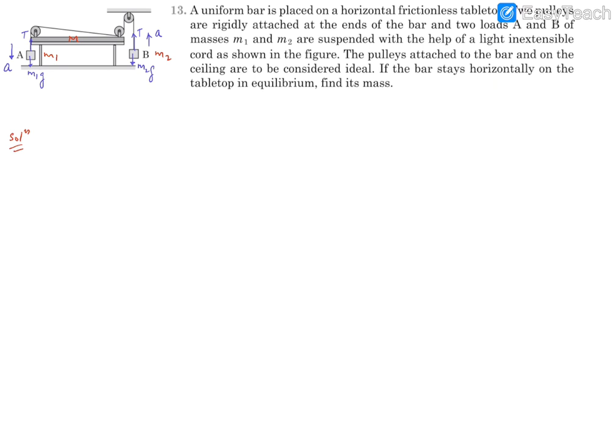Now, if you write Newton's equation for M1, it's going to be M1G minus T is equal to M1A. Then you can write Newton's equation for mass B, or M2. So it's going to be T minus M2G is equal to M2A. These two equations you must be aware of. Even the Atwood machine has the same equations.